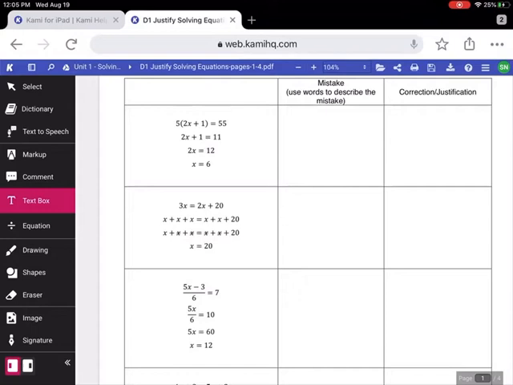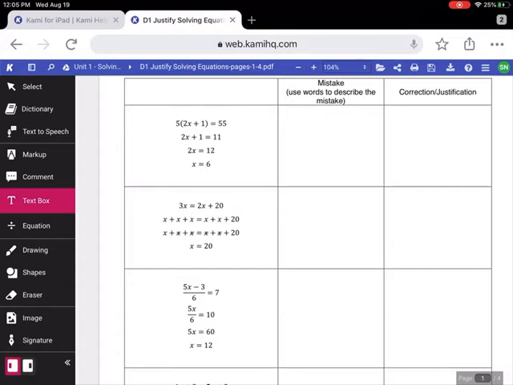Hi guys, today in class we did some justification of correct equations. If you missed that in class or you just need a quick refresher, here's a quick video on the 4 examples that we did in class today. The equation is on the left-hand side here. We did the first equations, and then you need to describe the mistake if there is one, and then the correction or the justification for each problem.